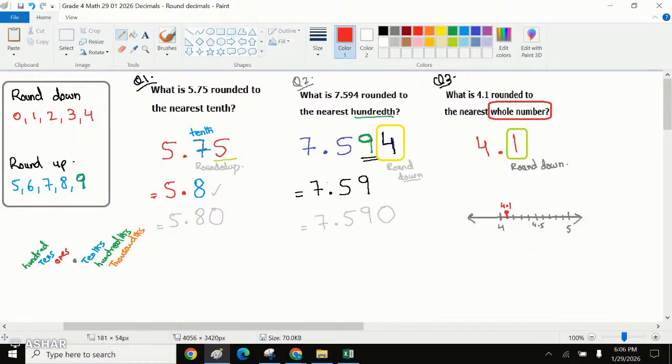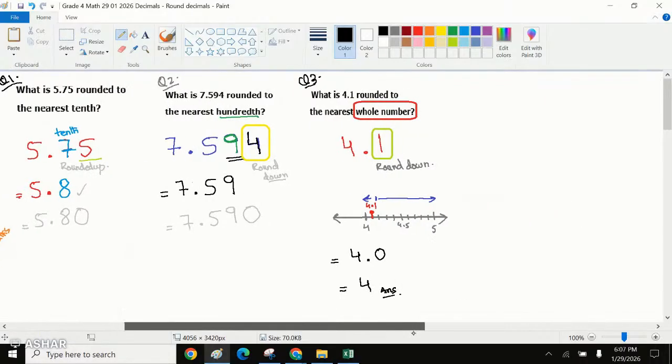we need to see what 4.1 is close to. Is 4.1 close to 4, or is 4.1 close to 5? We can see that 4.1 is closer to 4. We can say that 4.1 will become 4.0, or we can also write 4 as the whole number, and that would be our answer. We can write 4.0 or 4.